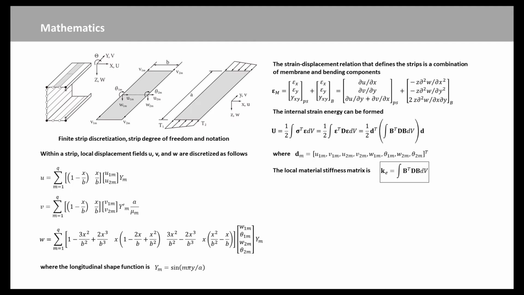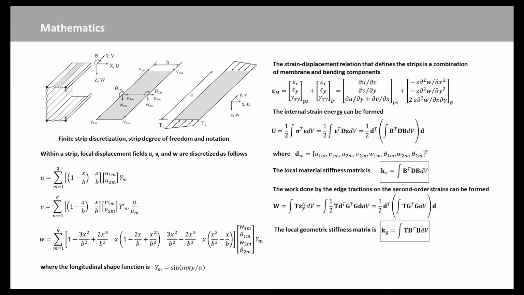From the strain energy expression, the local material stiffness matrix small ke can be expressed. This matrix is traditionally broken into membrane, plane stress, and bending terms. Using the strip connectivity, the strip stiffness matrix is assembled into the global stiffness big Ke.